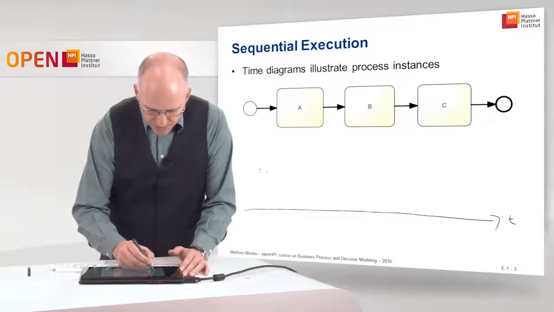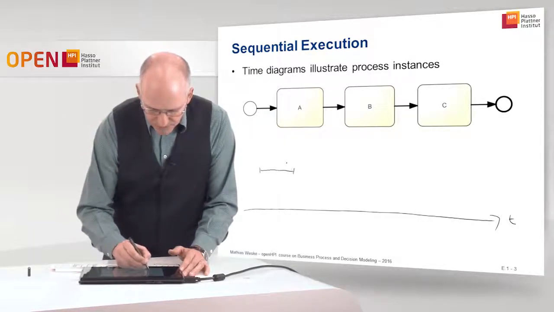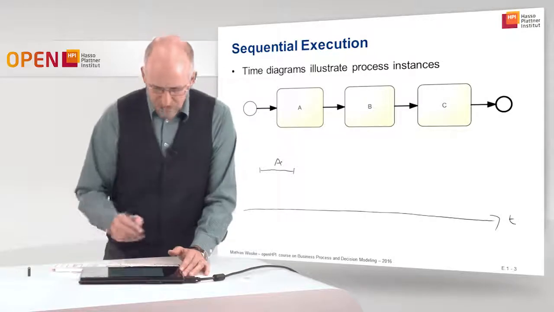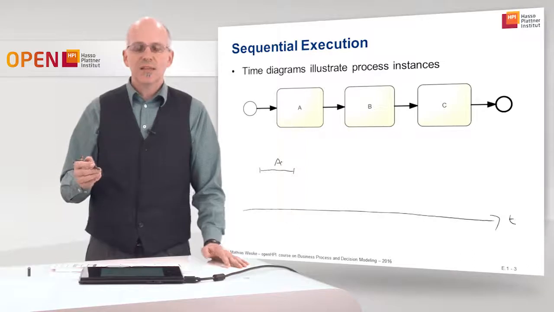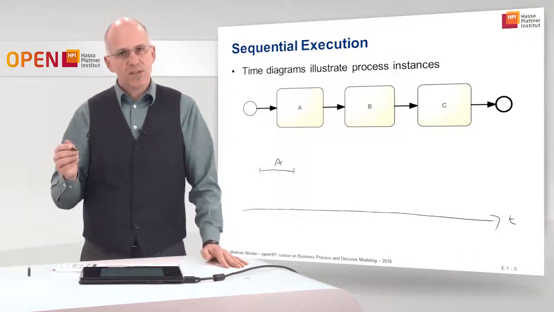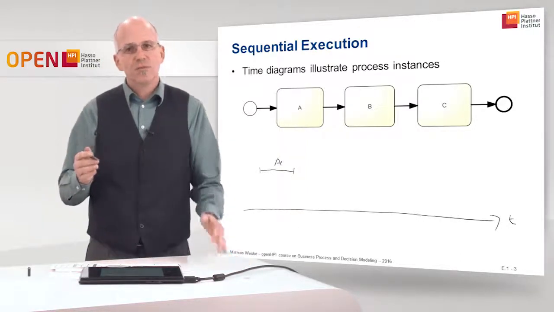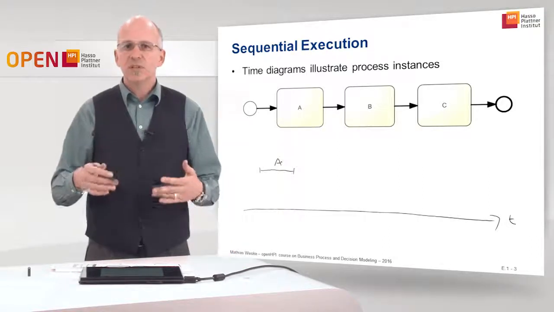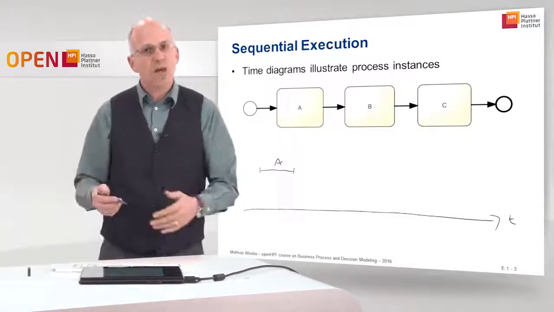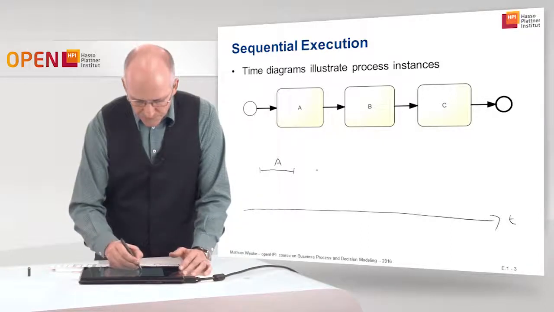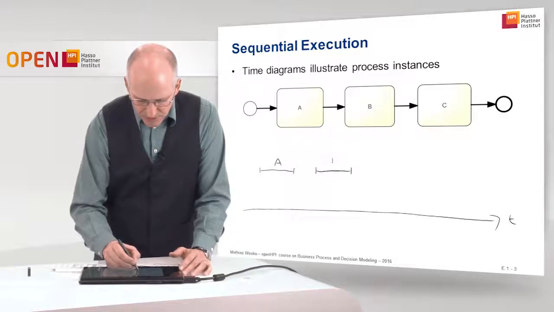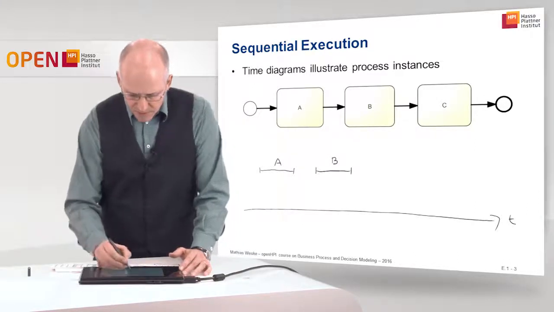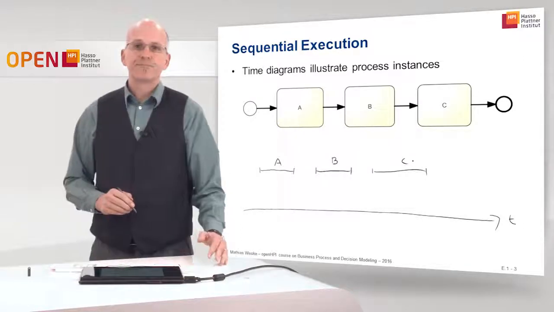So at some point in time, activity A starts. When A is finished, B can start. That does not mean that immediately after A, B starts, but it can stay for a while in the enabled state before some person decides to now execute activity B. So assume here B starts, here B terminates, and afterwards C is executed, which might take a bit longer.